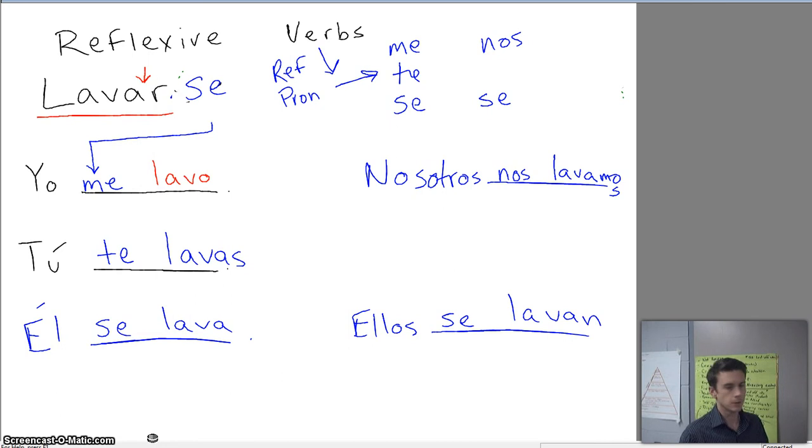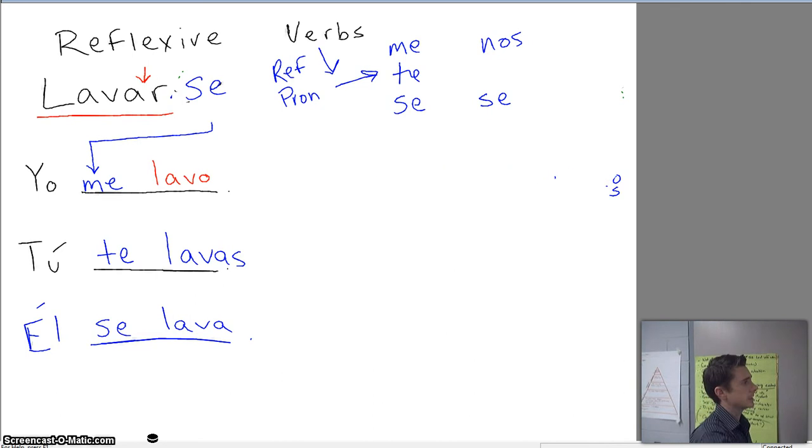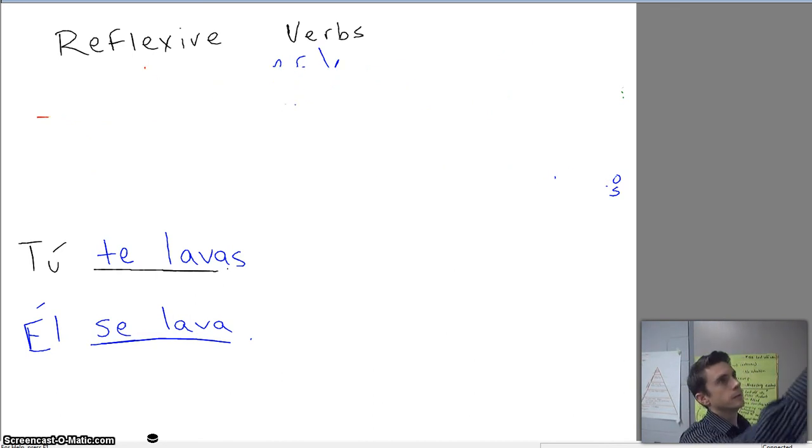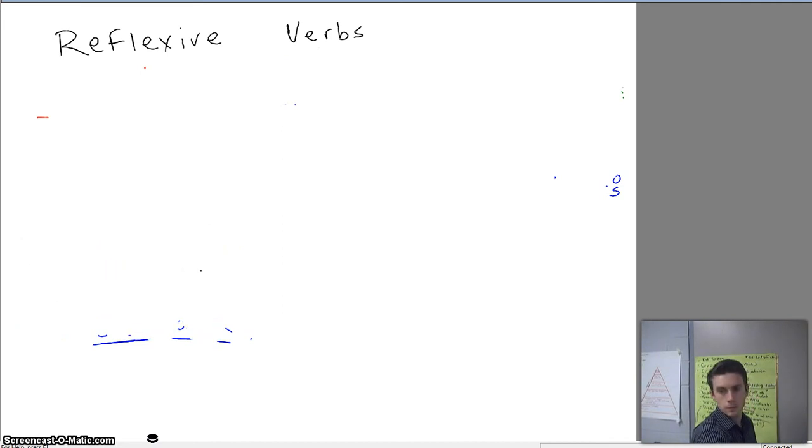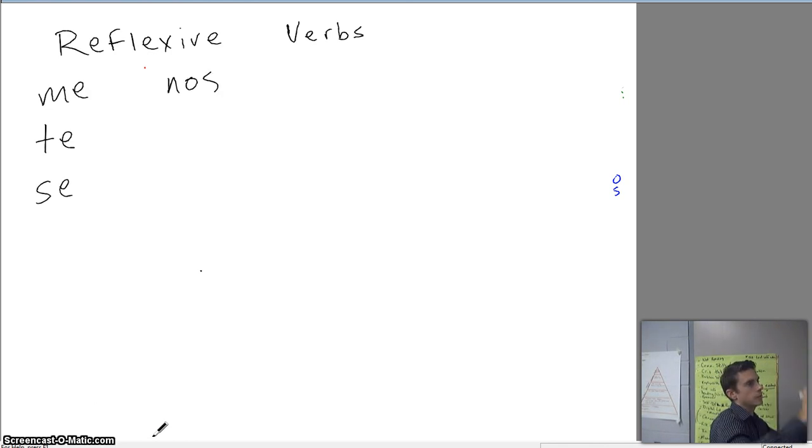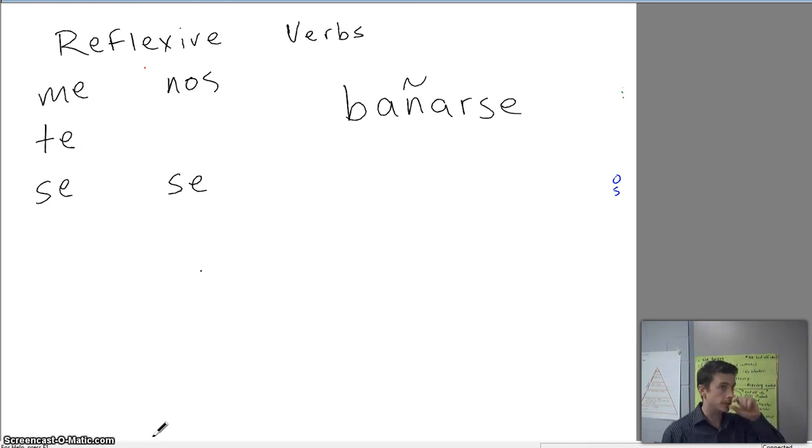So let's just take a look at a verb conjugation. We won't use it in a sentence, we'll just look at the verb conjugation itself, and that'll be the end of this lesson. Let's make sure we have everything clear. All right, let's write in our pronouns. Our pronouns are me, te, se, nos, and se. Let's just say your verb is bañarse, to bathe oneself. There are lots of other verbs that are reflexive, but that's just the two that popped into my head because I think they're some of the easier ones to remember. So let's do a real quick conjugation of this verb.